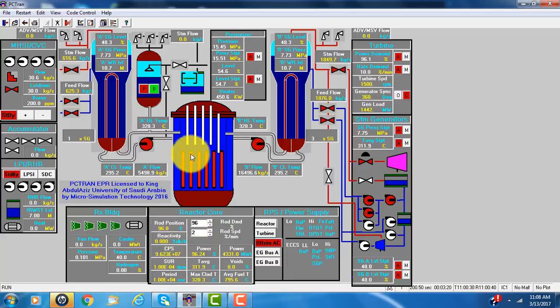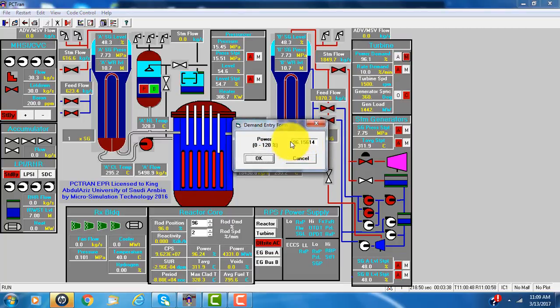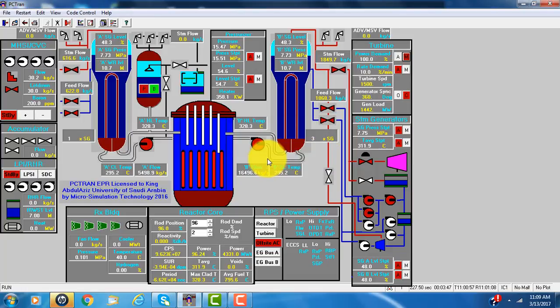There's another way we can run the power reactor, which is by not directly controlling the rods, but controlling the turbine. Here, suppose we click the M for manual, and now it's 90%, and now we set it back to 100. I manually enter 100 and close the window. Now the turbine wants the power to go back up to 100% at 10% per minute rate. Look closely, the rod will be pulled out.